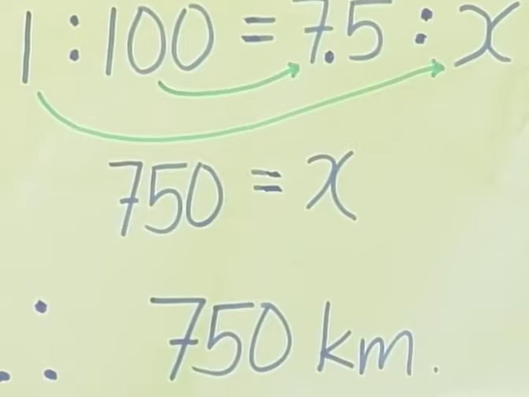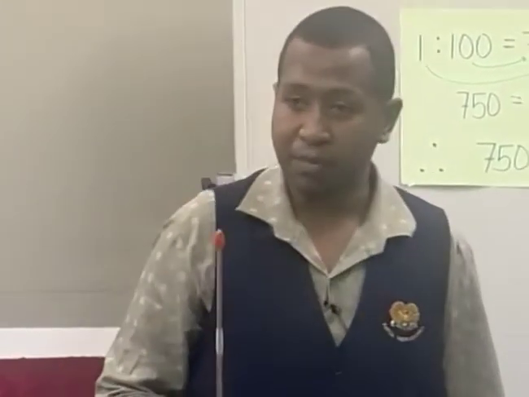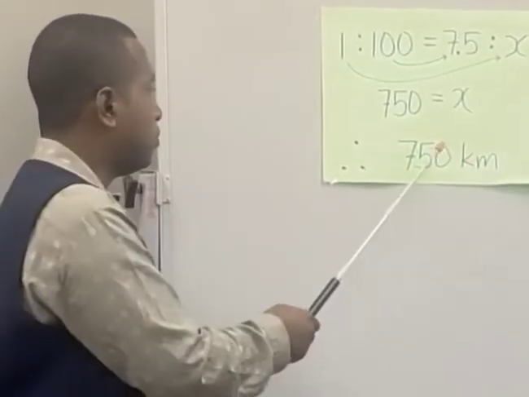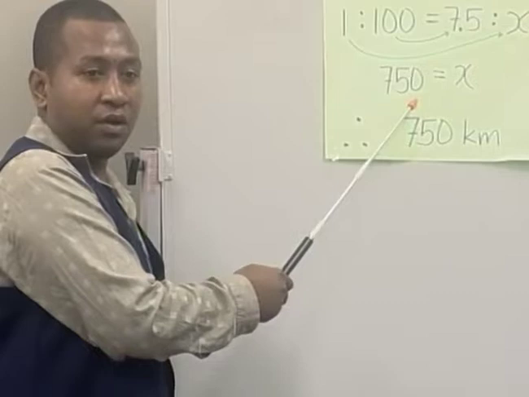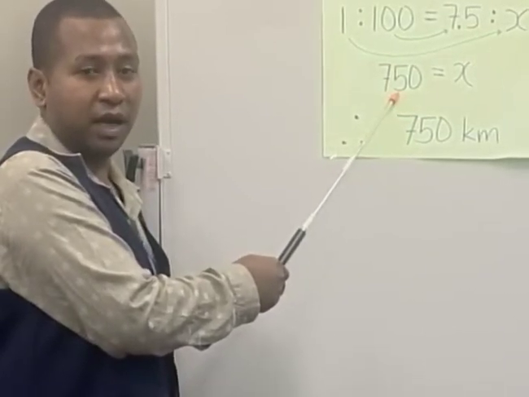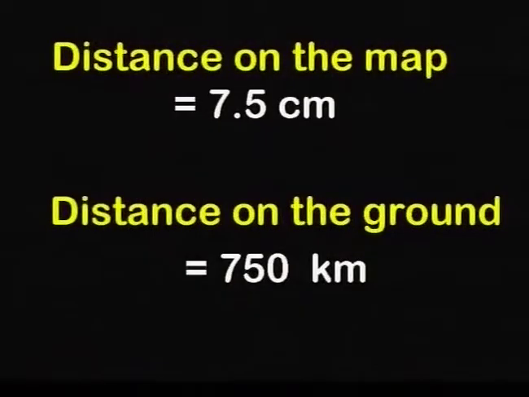Okay. Now, if your measurement was 7.6 centimeters on the map, then you can apply the same steps to this one on the chart. The same working out style. Is that clear? Okay.